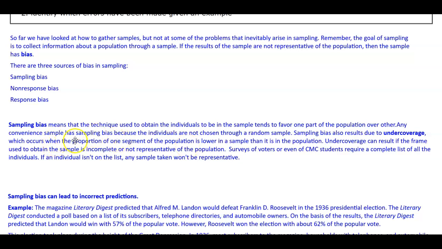Now, any convenience sample has sampling bias because the individuals are not chosen through a random sample. Sampling bias also results due to undercoverage, which occurs when the proportion of one segment of the population is lower in a sample than it is in the population. Undercoverage can result if the frame used to obtain the sample is incomplete or not representative of the population. Surveyors of voters or even of CMC students require a complete list of all the individuals. If an individual isn't on a list, any sample taken won't be representative.